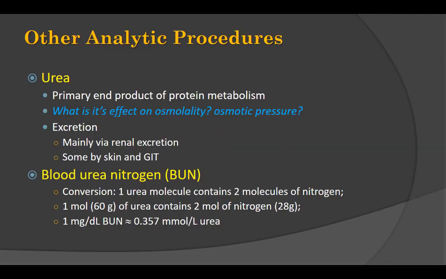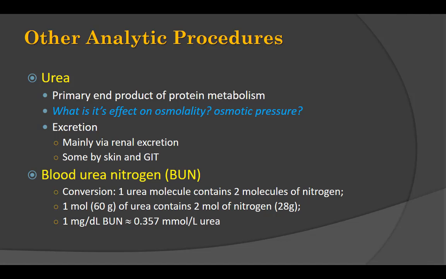Okay. There are a few other parameters which are used to assess kidney function in addition to GFR. Urea is an end product of protein metabolism, and we have discussed this before, right? It is an osmolar substance. It can affect the osmolality of the plasma. Sometimes an increased osmolar gap can be due to the presence of urea, if you remember. It is mainly excreted by renal excretion. Small amounts are also lost through skin and GIT.